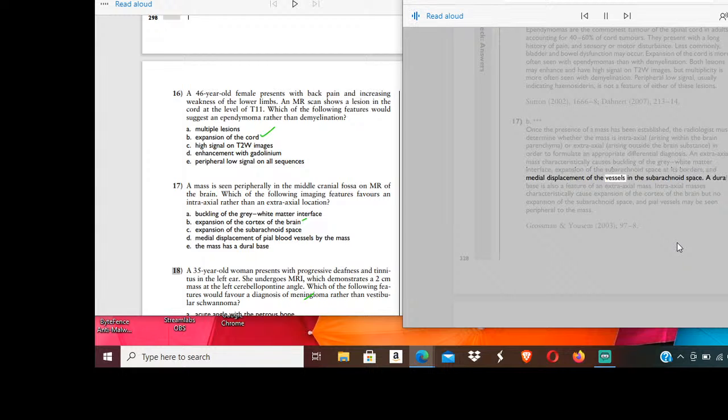and medial displacement of the vessels in the subarachnoid space. A dural base is also a feature of an extraaxial mass. Intraaxial masses characteristically cause expansion of the cortex of the brain, but no expansion of the subarachnoid space, and pial vessels may be seen peripheral to the mass. Grossman and Yousem, 2003, 97-8.